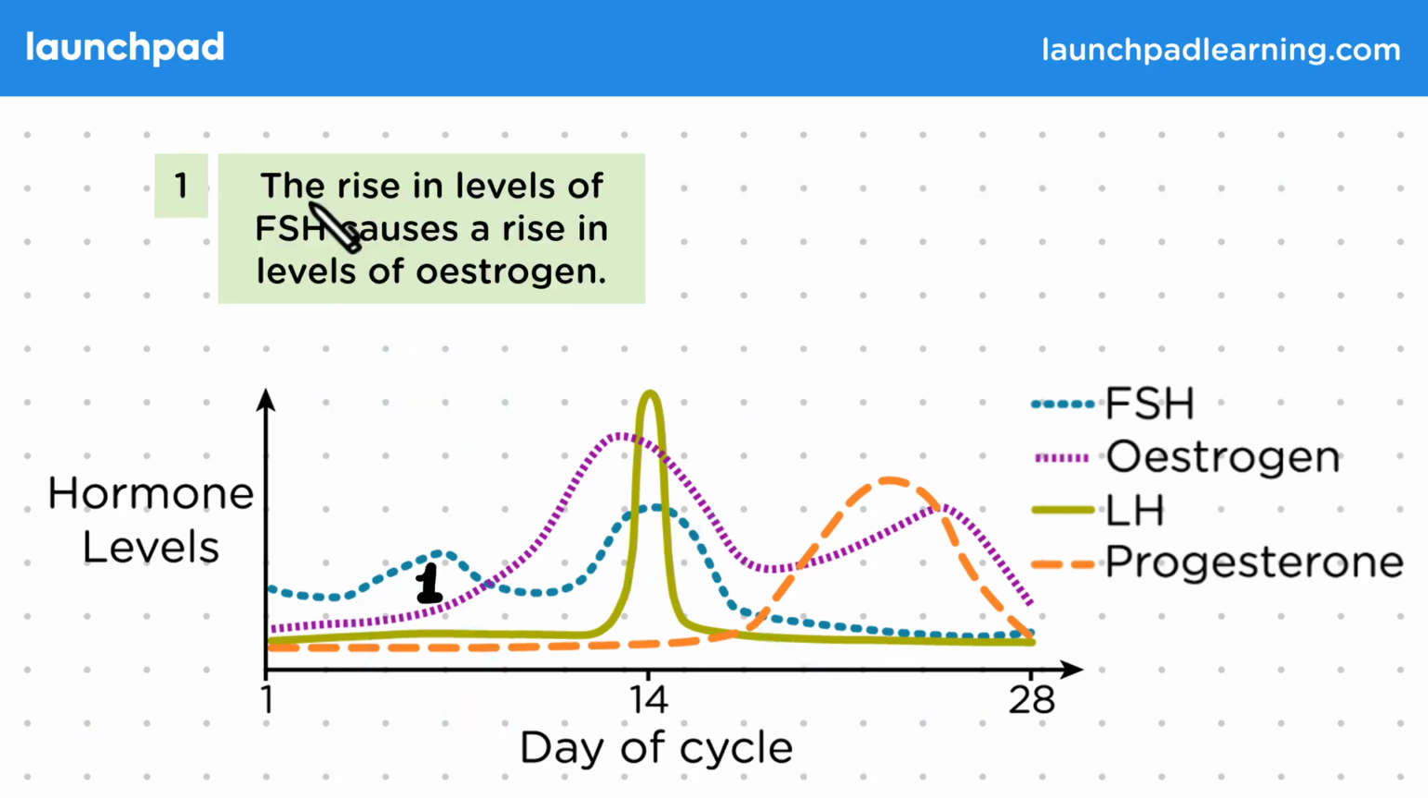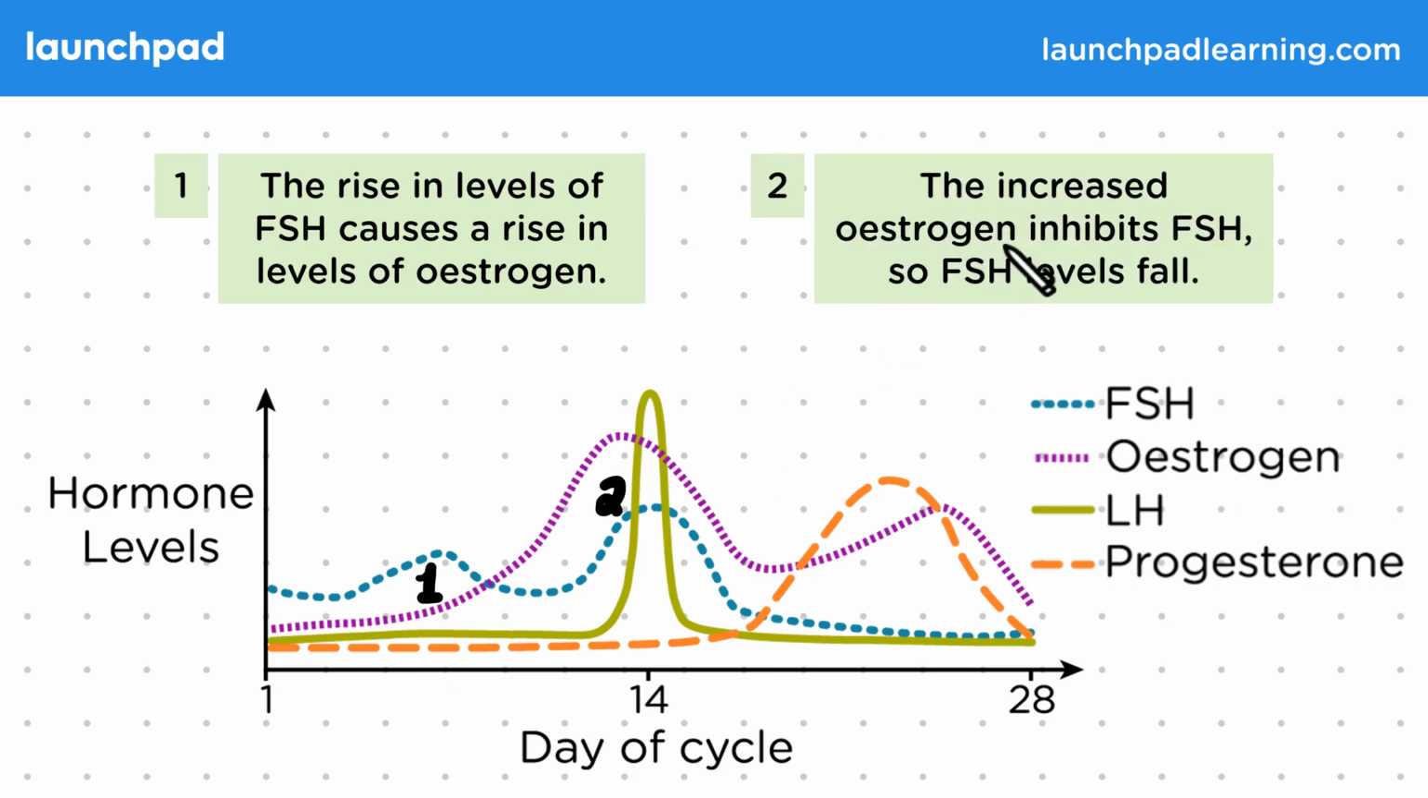So remember that FSH increases first. The rise in levels of FSH causes a rise in levels of estrogen. So on the graph, the FSH is represented by this blue dashed line, and you can see where this starts to increase. You can see that just after this increase, the purple line starts to increase. This purple line shows estrogen levels.